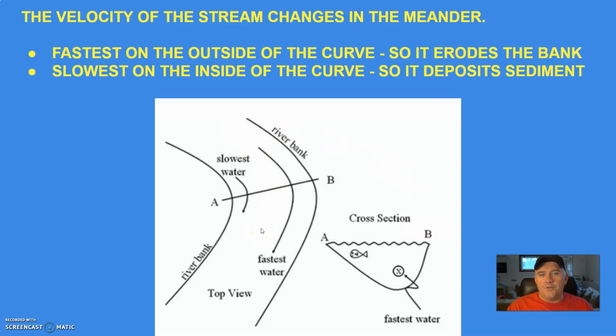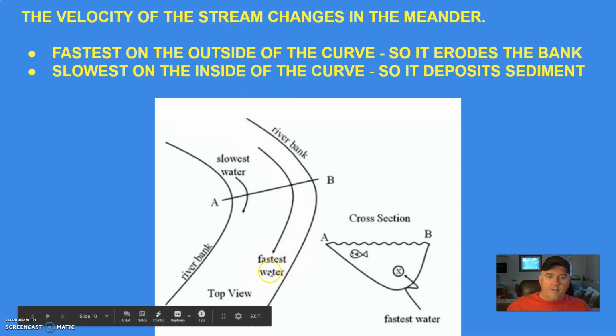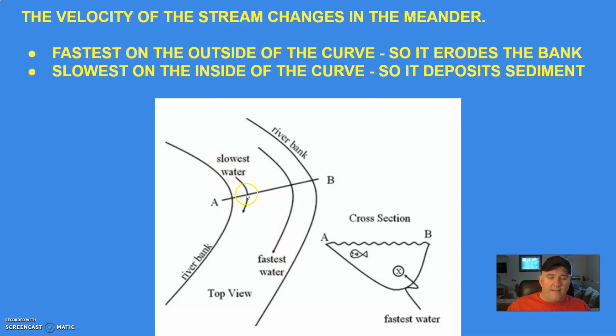This slide here shows how the river flows and how this produces the meanders. The thing you've got to remember about this is the water moving downstream is moving at different paces. The inside most part of the bend is going to have the slowest water. The outside part of the bend is going to have the fastest water. We have to remember that water is adhesive.